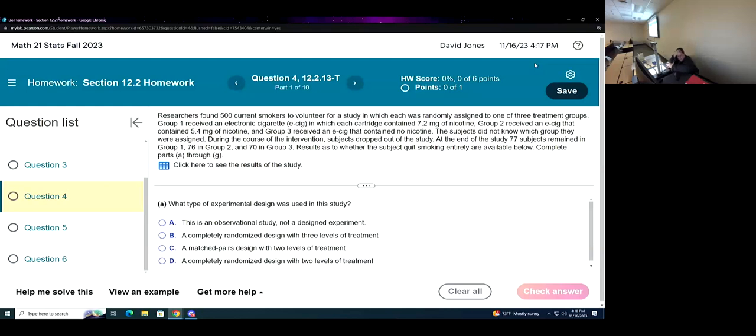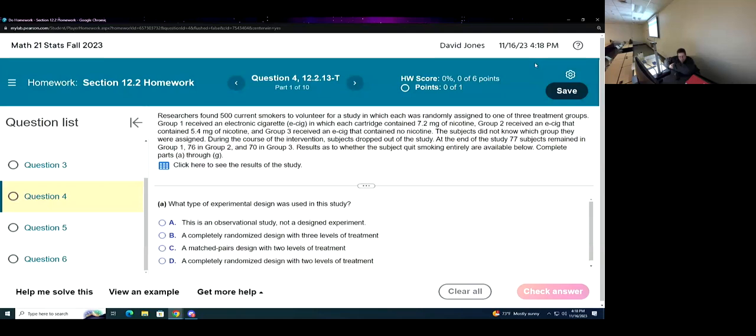Question 1, what type of experimental design was used in this study? This was a completely randomized design. Okay, so the first one says this is an observational study, not a designed experiment, which is false. They deliberately divided them into groups and handed out e-cigarettes. So it's definitely designed. B says a completely randomized design with 3 levels of treatment. That looks like it's matching up.